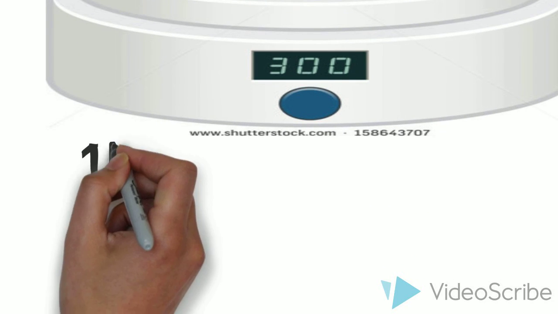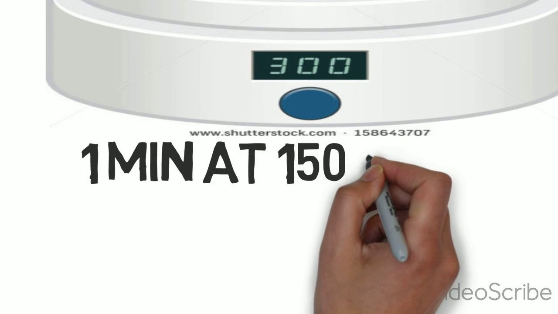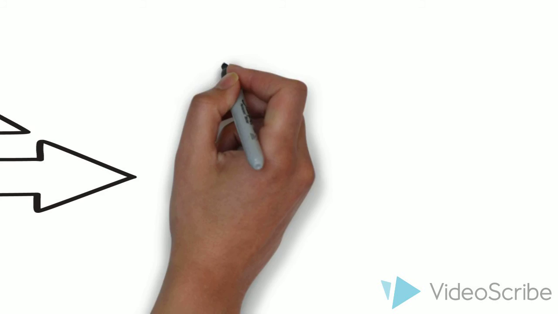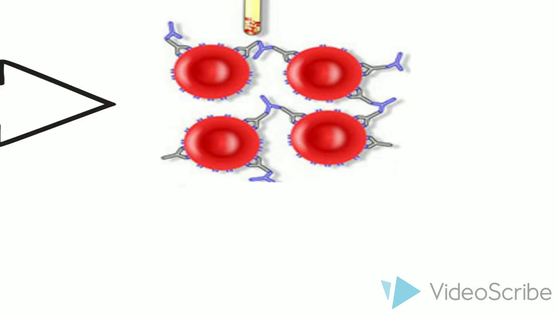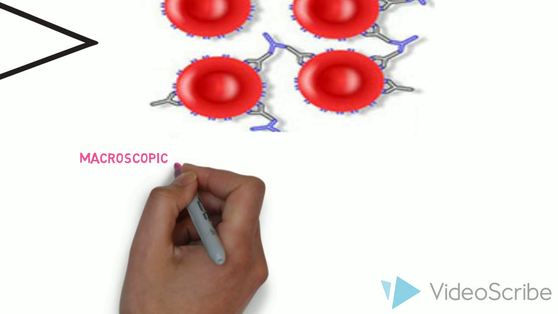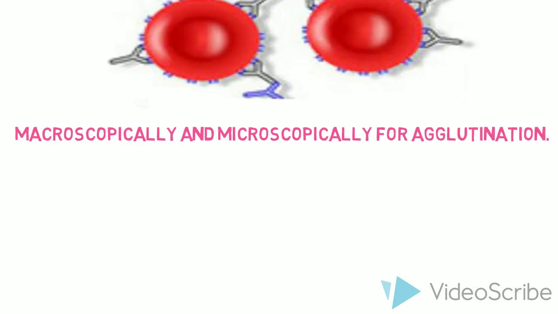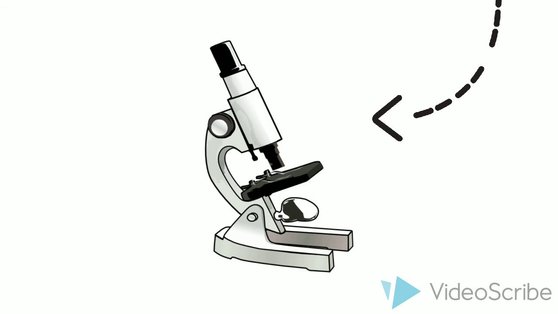and then centrifuge at 1500 rpm for 1 minute. Then we resuspend the cells and examine them macroscopically as well as microscopically. The positive test result is indicated when there is agglutination of the red blood cells.